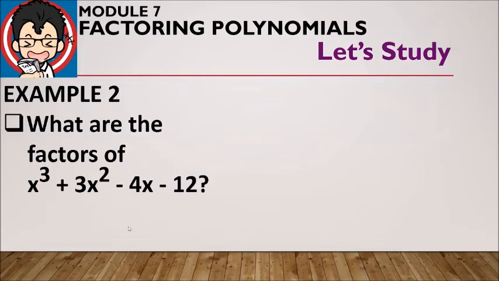Okay, now at this point, let us try another example. Let us try another challenging example. So, for the second example, let us try to identify the factors of x cubed plus 3x squared minus 12.